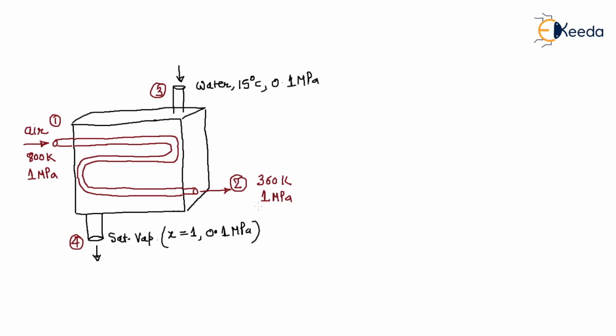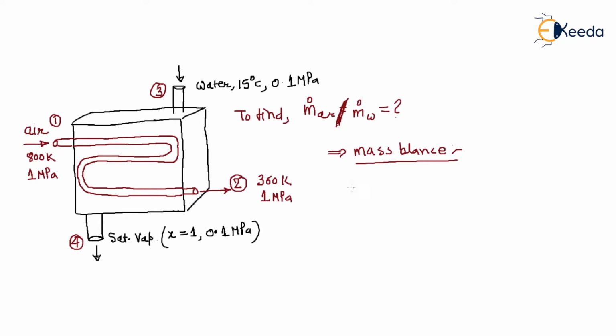Now in this condition, we have to find the mass flow rate of air divided by the mass flow rate of water. What is this ratio? Now there are multiple inlets and multiple exits, so for that, what is the mass balance?